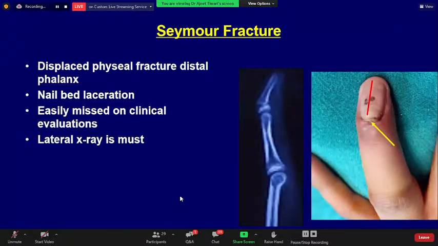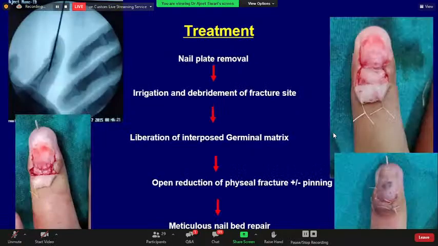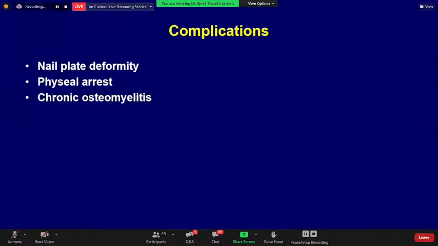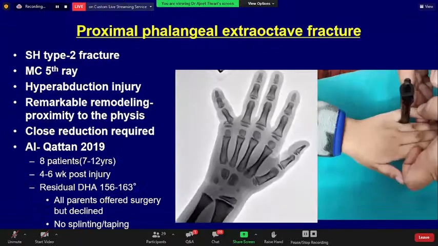Seymour fracture is basically a displaced physeal fracture of the distal phalanx. The important thing in the Seymour fracture is that there is entrapment of the nail bed germinal matrix over the fracture site. So we have to open this. This fracture should be opened. Do thorough debridement, nail plate removal, take out the interposition of the germinal matrix, repair the germinal matrix, fix the fracture with wires and do a meticulous nail bed repair. Complications are nail plate deformity and physeal arrest.